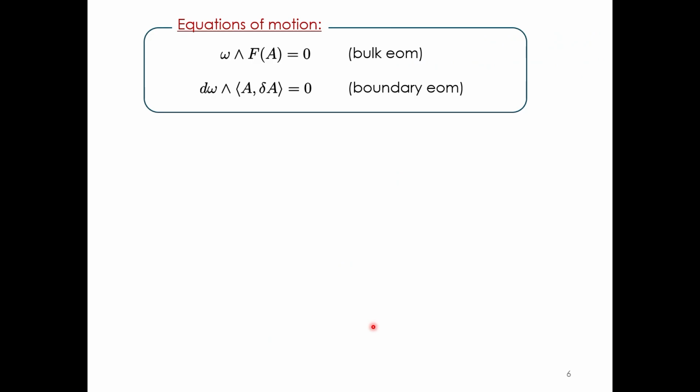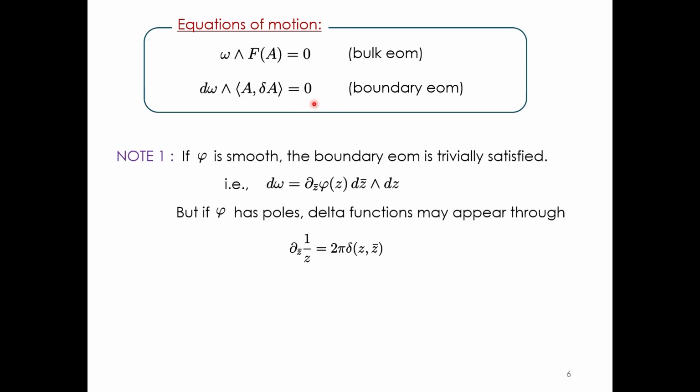By taking variations of the classical action, we will get the equations of motion. There are two kinds of equations of motion. The first one is called the bulk EOM, and the second one is called the boundary EOM. Here, the boundary means the locations of the poles on the CP1. Of course, the CP1 has no boundaries, but this boundary EOM has support only on the poles on CP1. In this sense, this equation of motion is called the boundary EOM. This is the convention in this field.